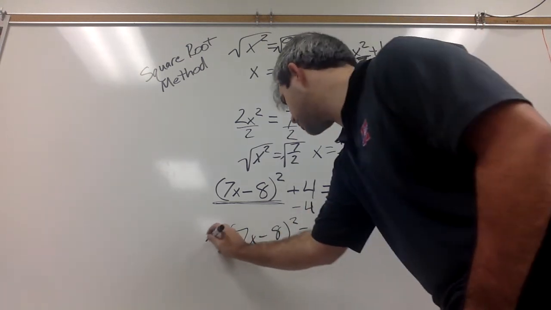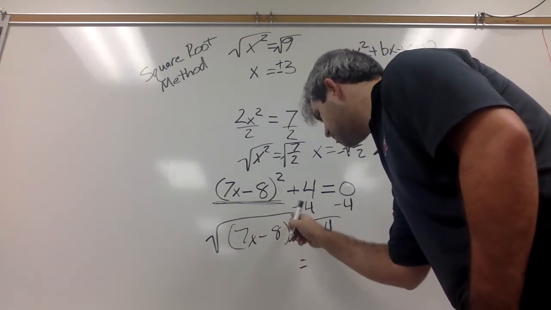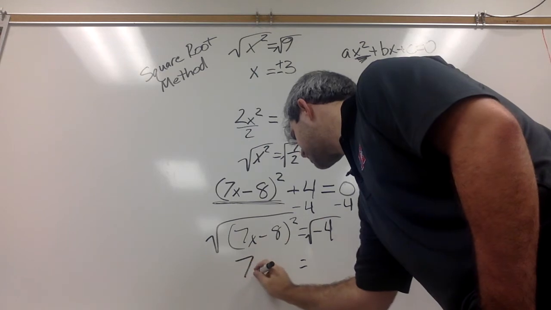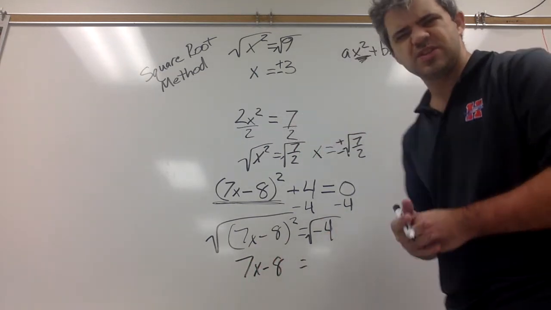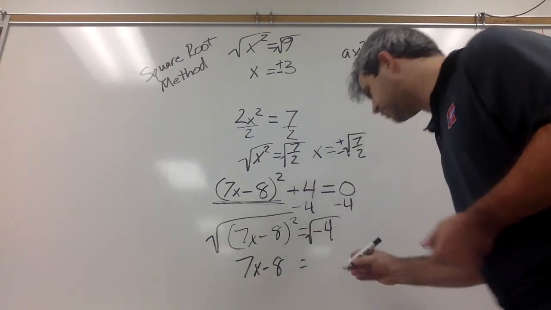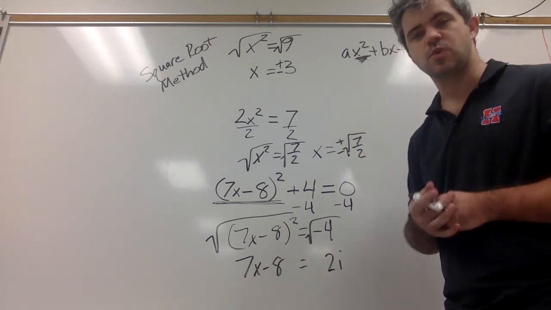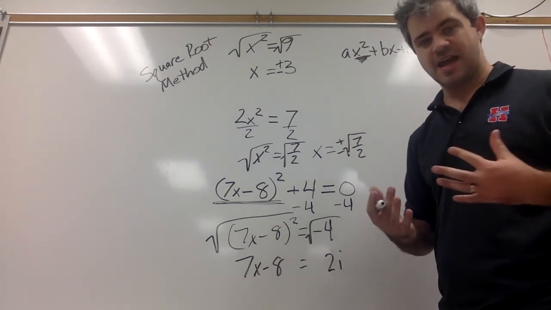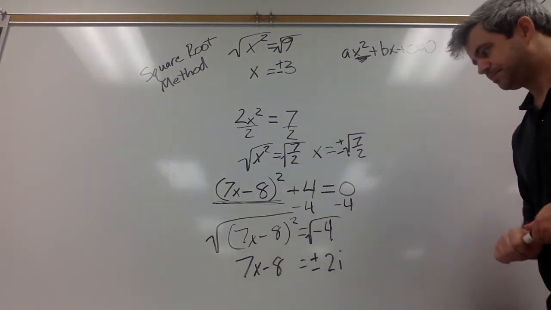So we're going to square root both sides. Again, the squared and the square root just cancel each other out. And what's the square root of negative 4? Okay, the square root of negative 4 is going to be 2i. Remember, because the square root of negative 1 is i. And again, we need a plus and minus here.